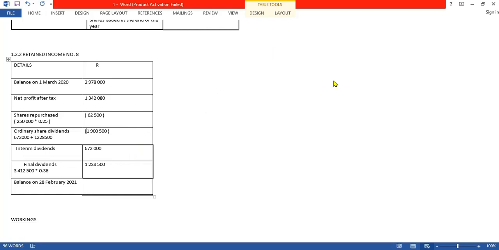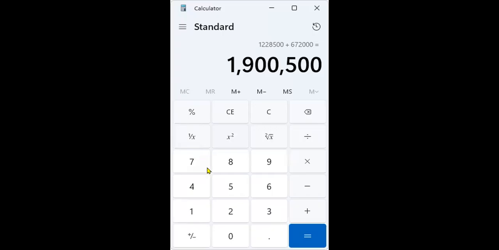Let me share my calculator with you guys so that we can calculate how much. We said 2,978,000 plus 1,342,080, subtract 62,500, okay, subtract again 1,900,500, guys. Then that gives us 1,350,000.